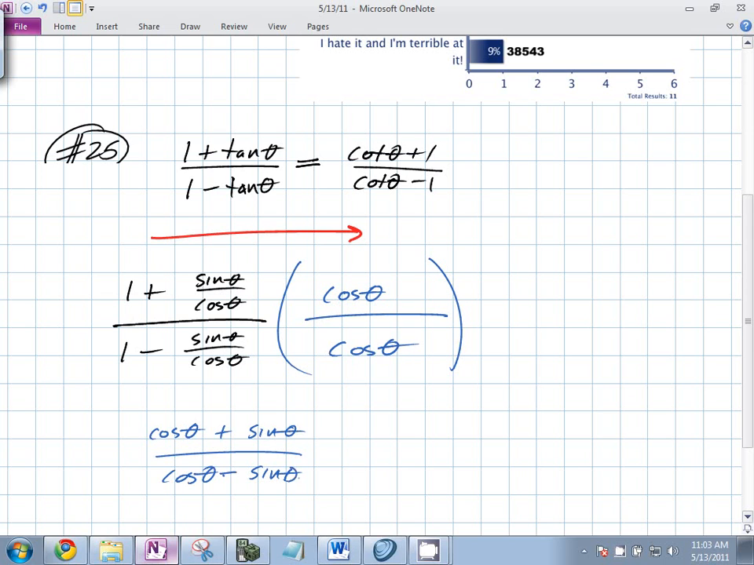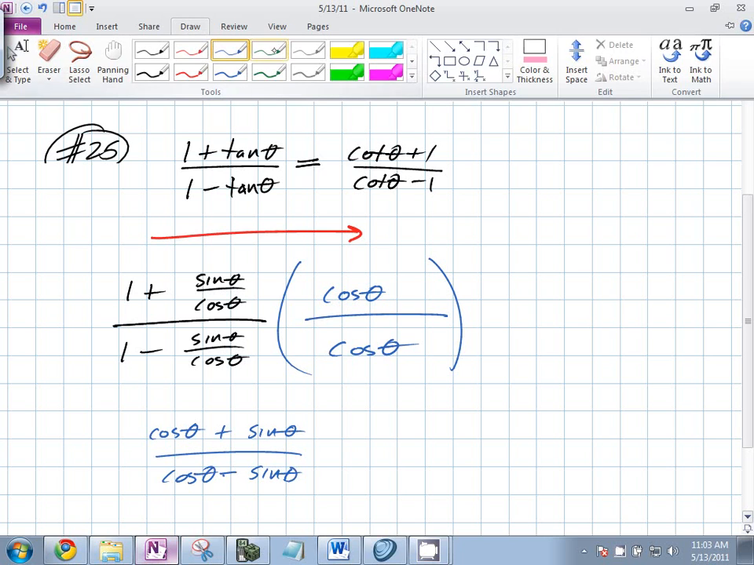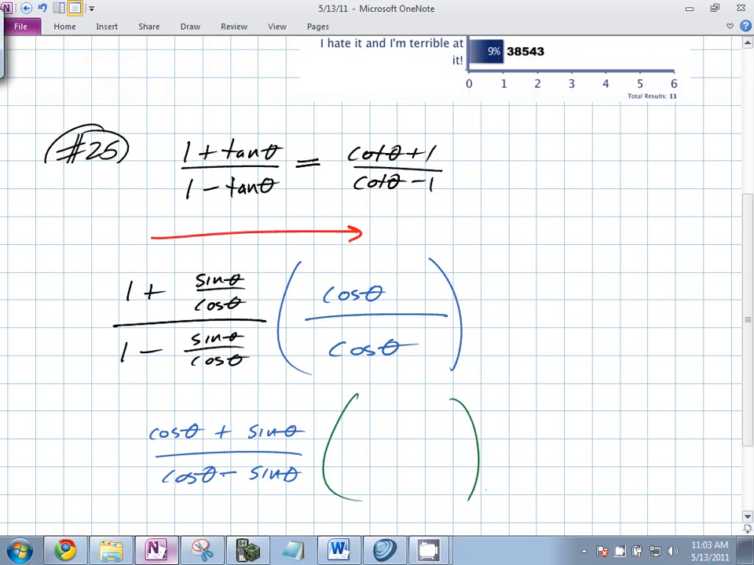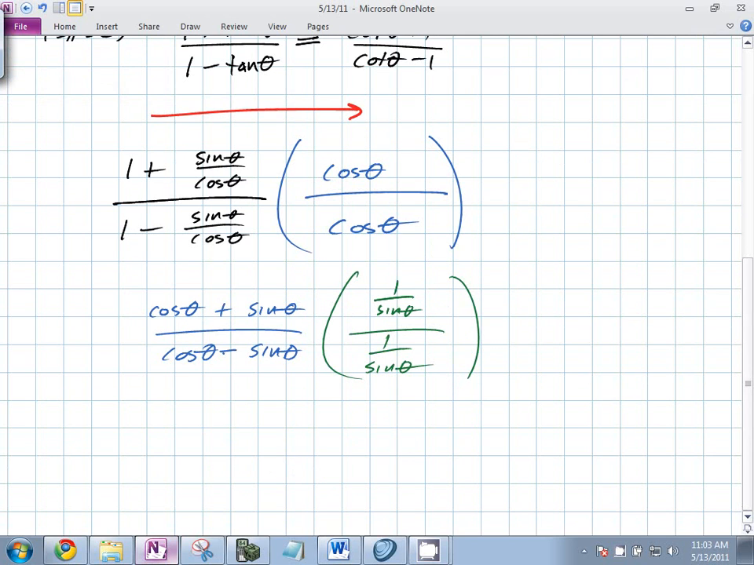Now what do you do? Yeah, you can multiply 1 over sine theta over what? 1 over sine theta. Exactly. So what's cosine over sine? So it's cotangent theta plus 1 over cotangent theta minus 1.